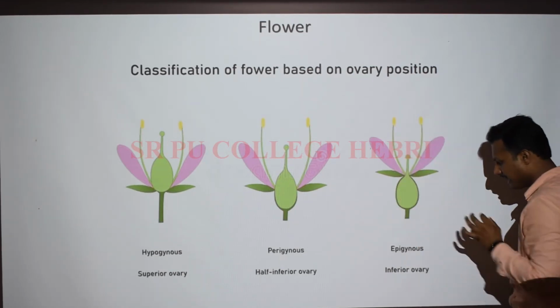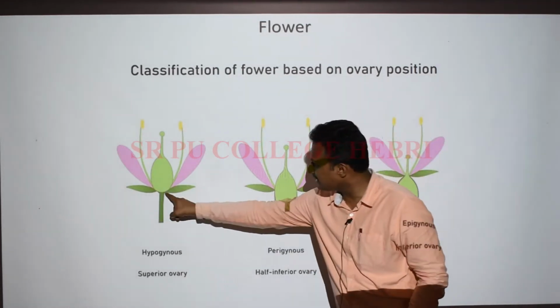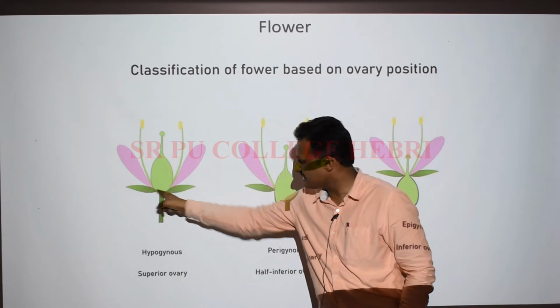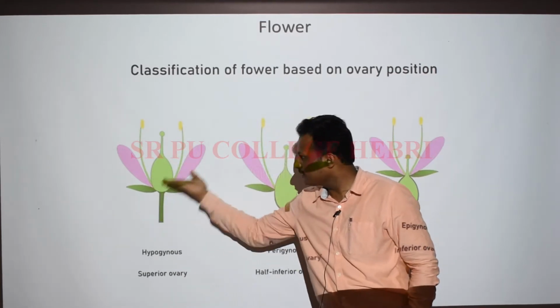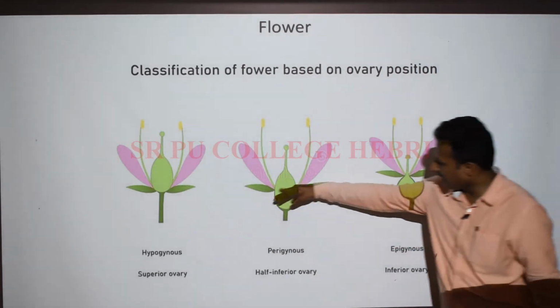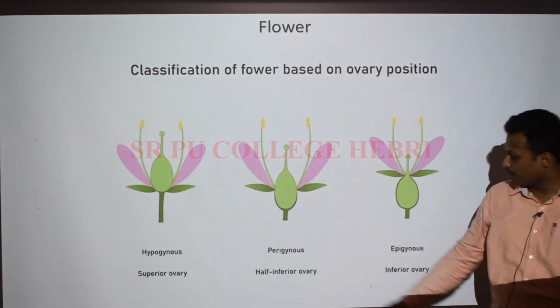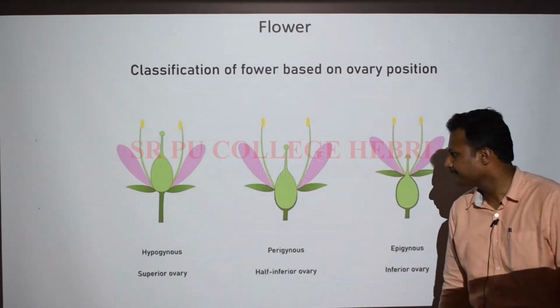This is the ovary, right? That is why it is called inferior ovary. Here you can see the ovary present above all. That means these are all produced from the base of the ovary. Ovary is above all of them. That is why superior ovary. This is inferior ovary. So this is neither superior nor inferior. What flower is it called? Perigynous flower.